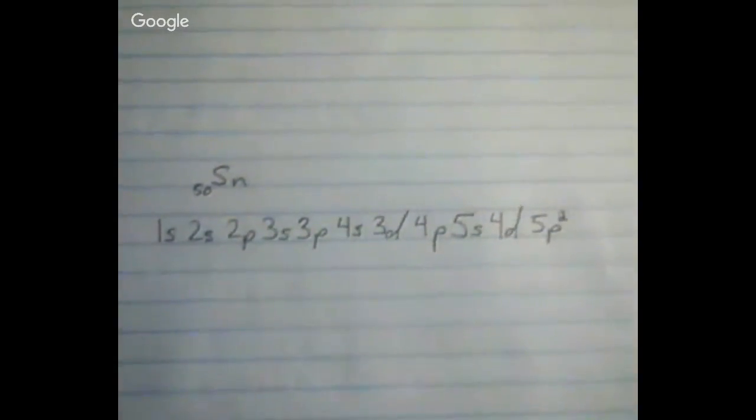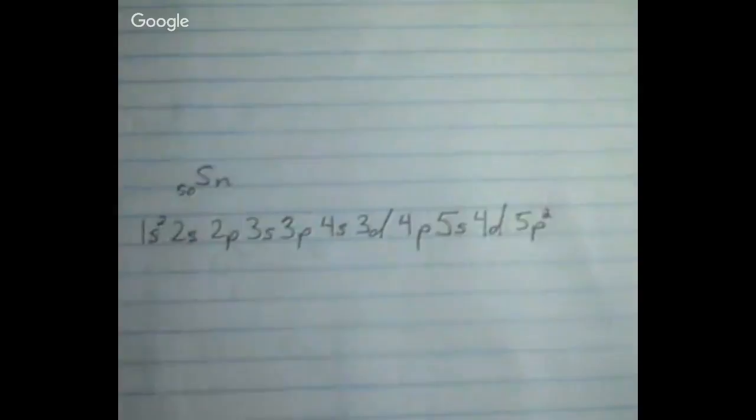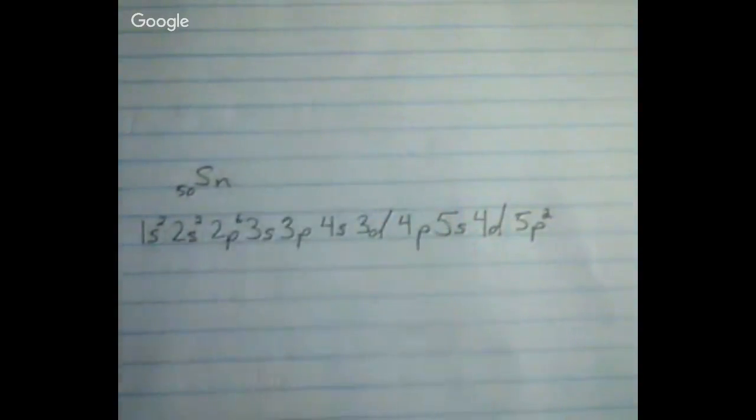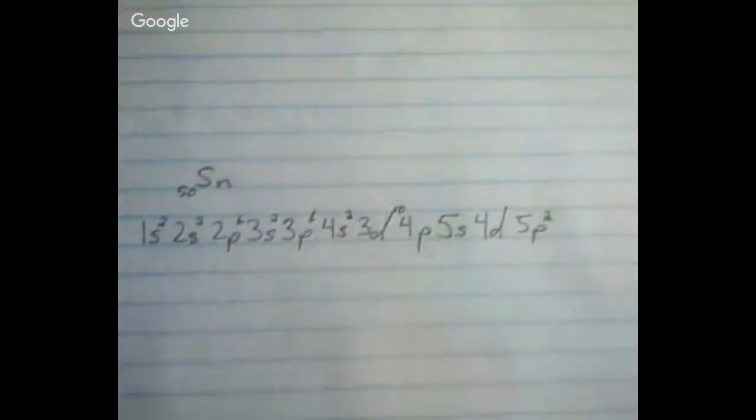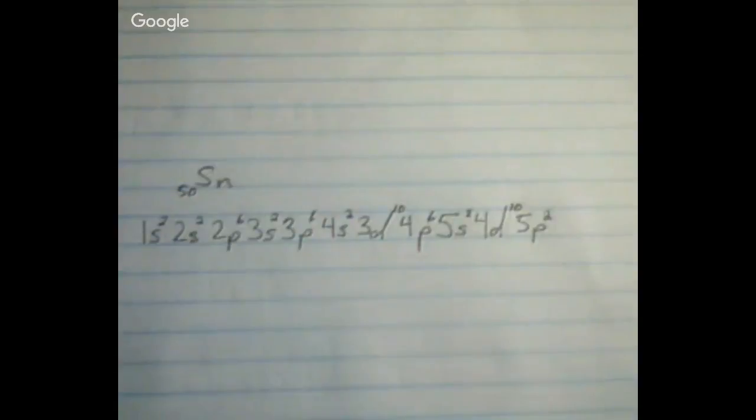If we go back, let's go in order from the beginning. Starting at the 1s, that's an s sublevel, so it's going to be full with its 2 electrons. 2s, also an s, so it's going to have its 2. Then onto the 2p. P has 3 orbitals, 2 electrons each, so 6. 3s, 2. 3p is going to have 6. 3d, d has 5 orbitals, so that's going to be 3d10. 4s2 and 4p6, 5s2, 4d10, and then we're back to 5p2, and we end there.